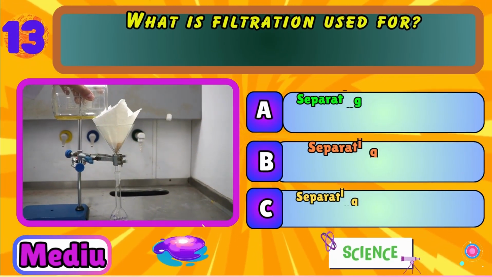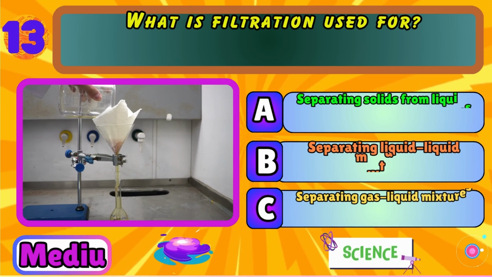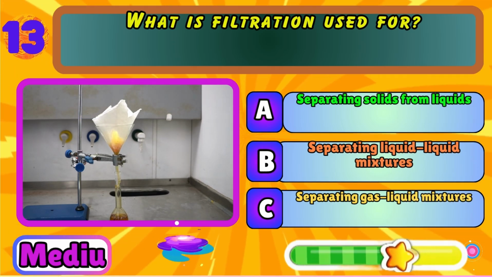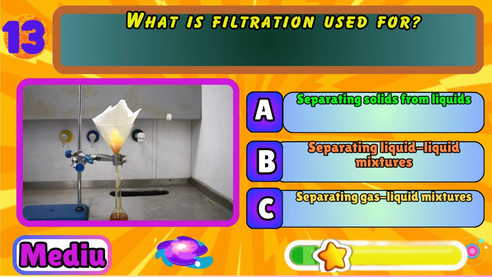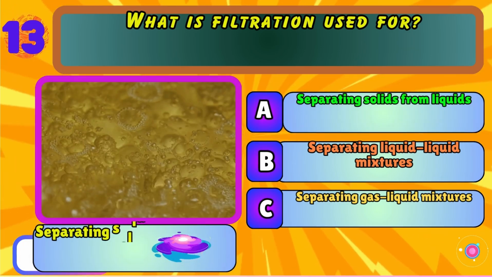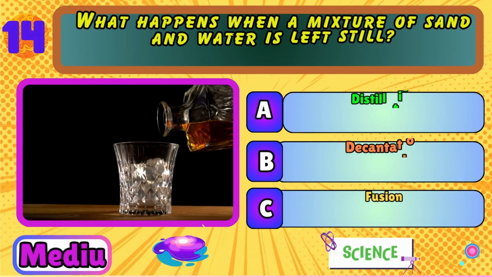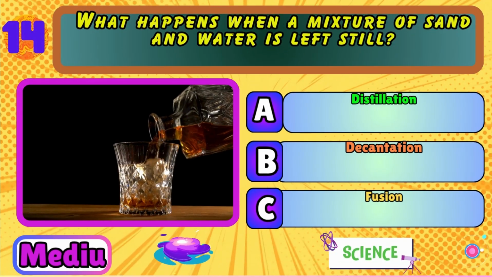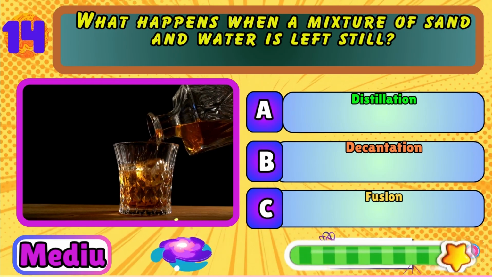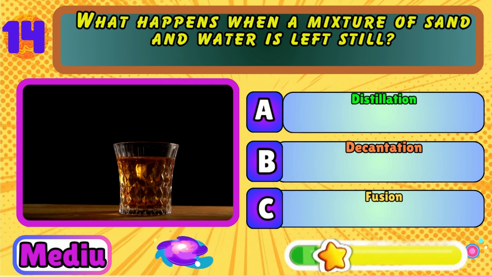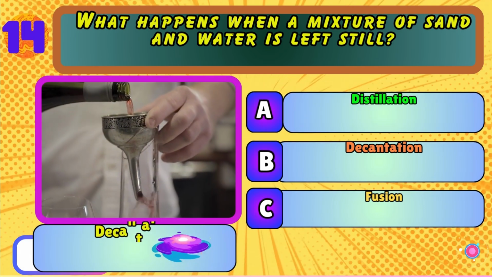What is filtration used for? Separating solids from liquids, separating liquid-liquid mixtures, or separating gas-liquid mixtures? Separating solids from liquids. What happens when a mixture of sand and water is left still? Distillation, decantation, or fusion? Decantation.